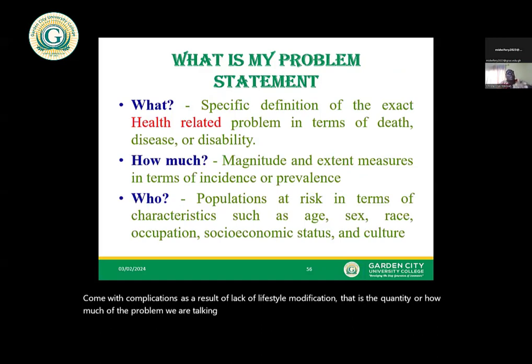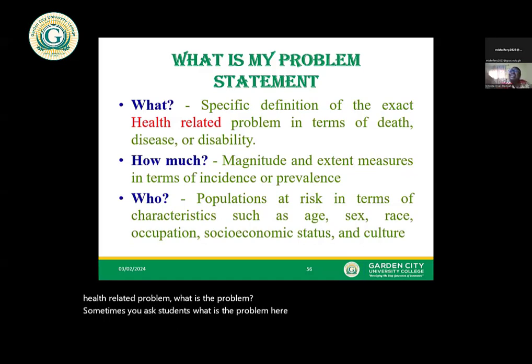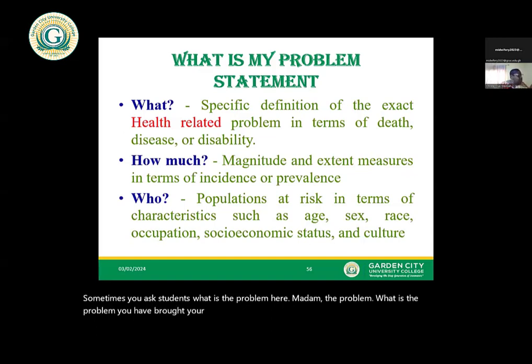And so if we say what? A specific definition of the exact health-related problem. What is the problem? Sometimes you ask students, what is the problem? Hey, madam, what is the problem? You have brought your topic. What problem led you to have that topic? So what is your problem? How much? What is the magnitude of the problem?